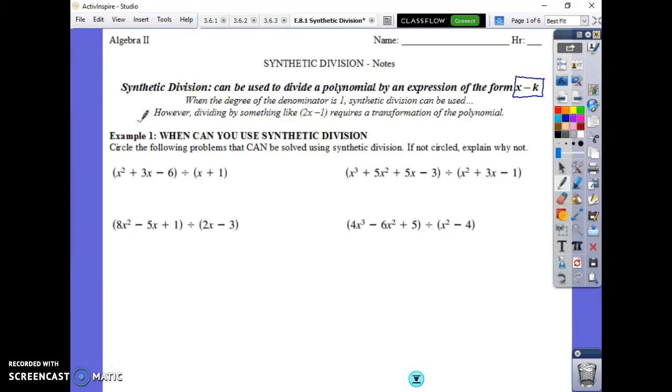So example 1 asks, when can you use synthetic division? And just very simple, we're not going to do anything. We're just saying, when can you use it? So circle the following problems that can be done using synthetic division. If not circled, explain why not.